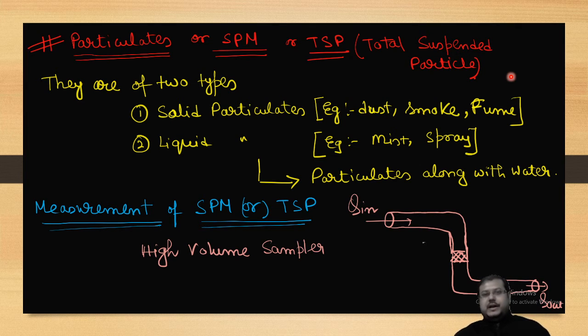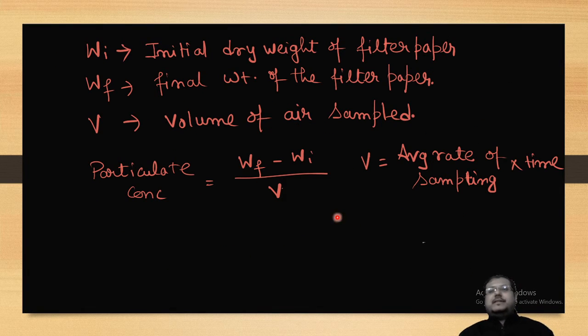What will happen? There will be a filter paper whose initial weight will be taken first, and a volume of air will be passed through it, and the final weight will be measured, so that suspended particles, particulate matter will be retained in the filter paper. Then you will find the concentration by final weight minus initial weight divided by the volume of air sampled. Volume of air sampled is nothing but the average rate of sampling into time. Okay.